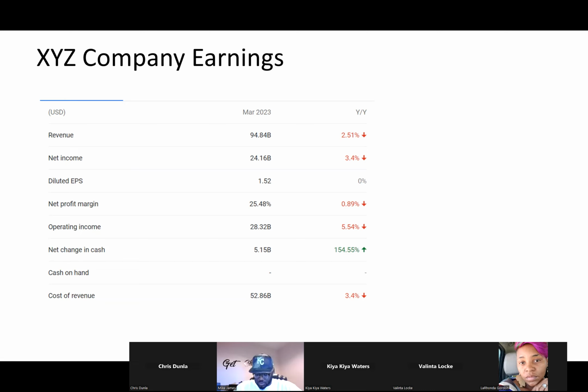So you're looking at their revenue, you see their net income, their diluted earnings per share, their net profit margin, operating income, net change in cash, and then cost of revenue. So we're looking at this company and we see all these numbers here under March, and then year over year, we see some red, we see some green. So I'm gonna ask somebody to take a stab at this.